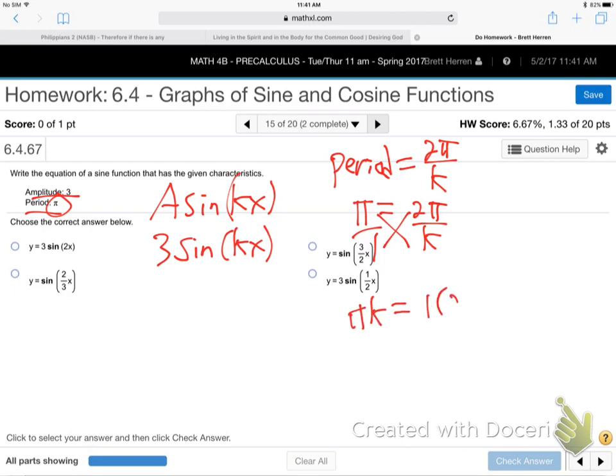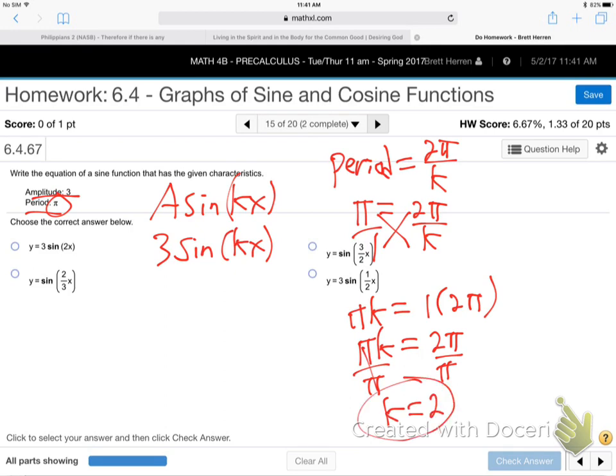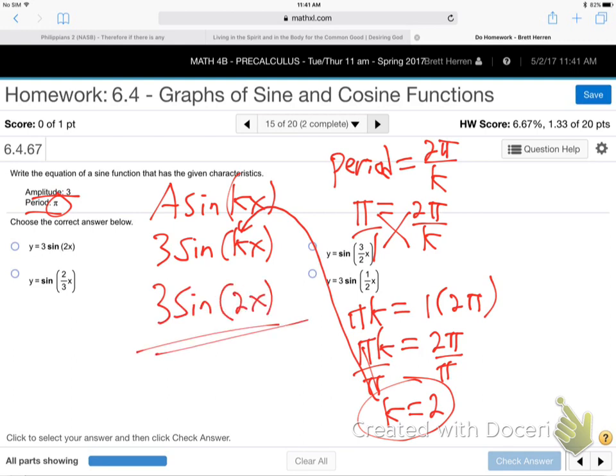Pi times k is 1 times 2 pi. So pi times k is 2 pi. Divide by pi. K is 2. Bring that back. Put it in. The formula is 3 sine 2x. Oh, so it's right there.